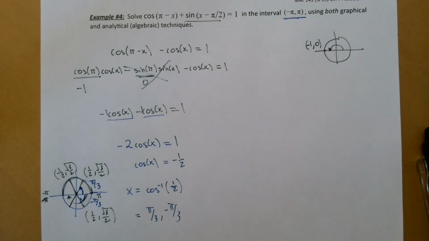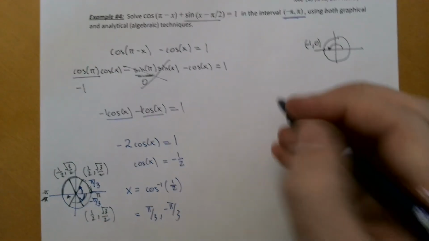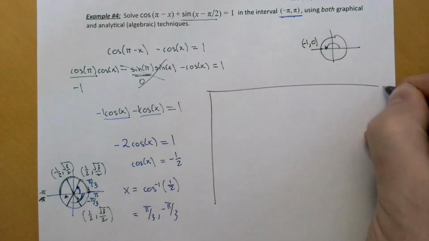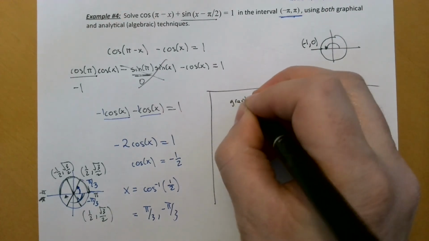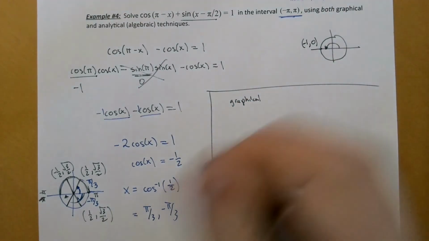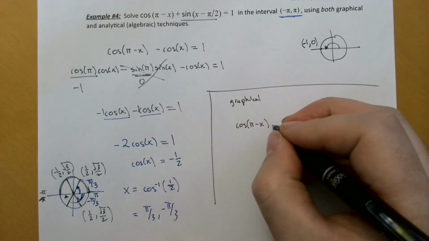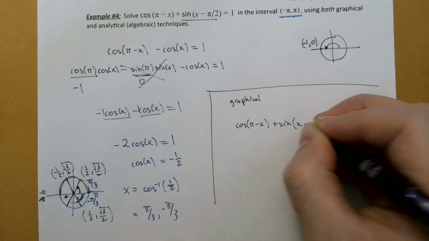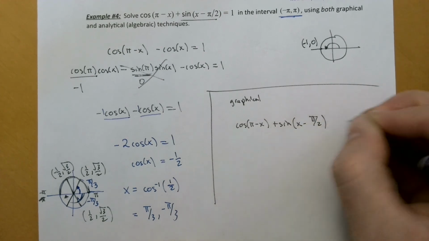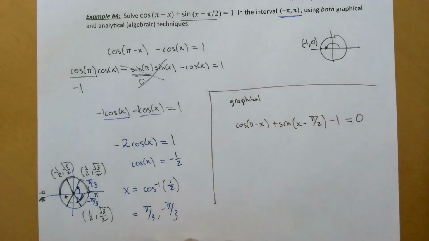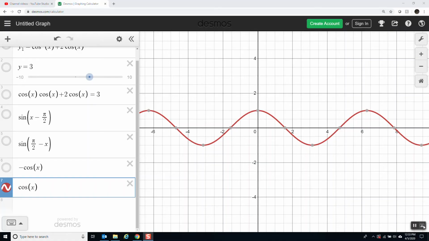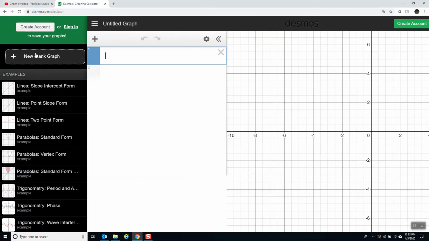All right, let's do our graphical method. Let's do the intersection method this time. So let's see, we're going to do this mess. We'll write graphical so you know that I'm now doing it. And I'm going to graph cosine of pi minus x plus sine of x minus pi halves minus 1 equals 0. And we're going to graph this, and then we'll draw the graph here. So let's switch to Desmos. Let me just grab a new graph here.